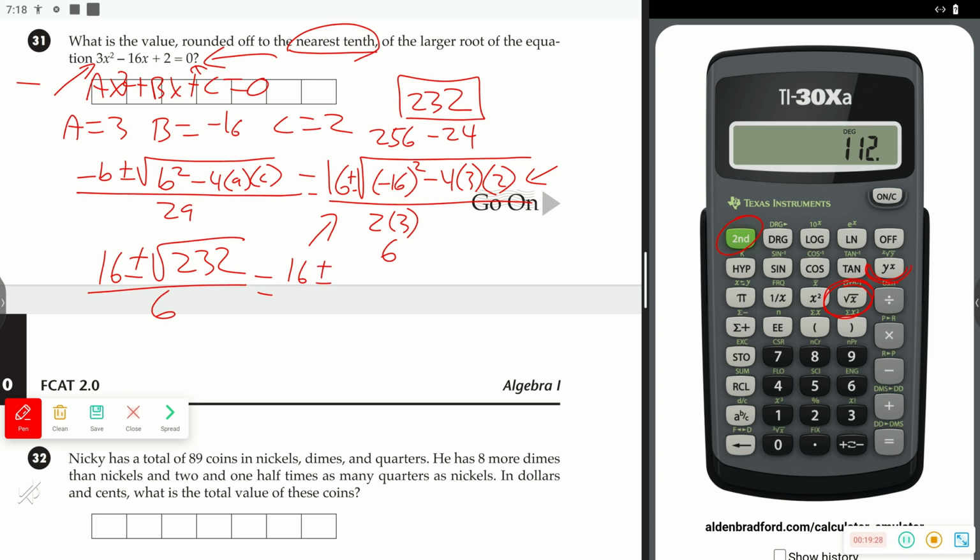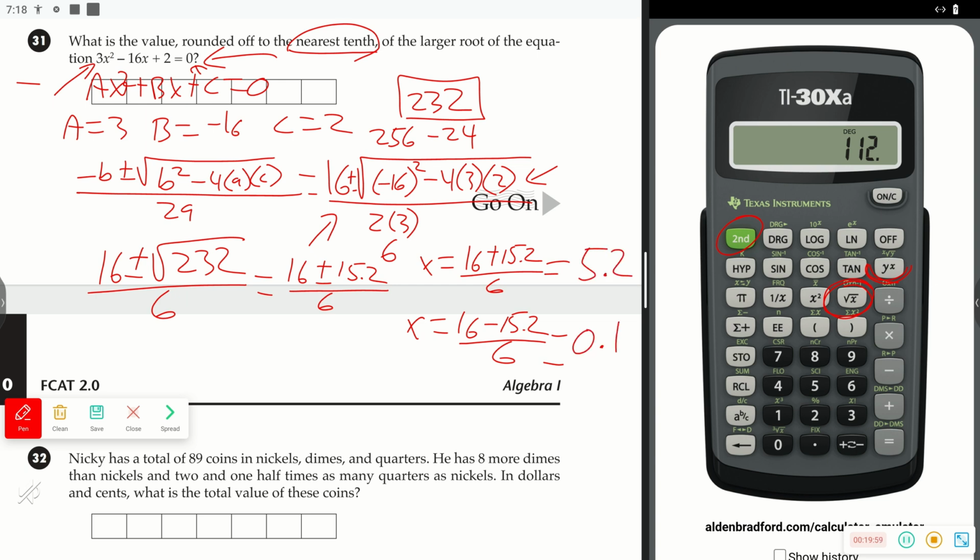So in this case, we have plus or minus 15.2 divided by 6. So the 2 roots, one of them is going to be x equals 16 plus 15.2 divided by 6, and the other one is going to be x equals 16 minus 15.2 divided by 6. If you punch the first one into the calculator, you're going to get 5.2. The second one, 0.1. You might have a couple other digits, but again, it says to the nearest tenth. So these are our 2 possible answers.